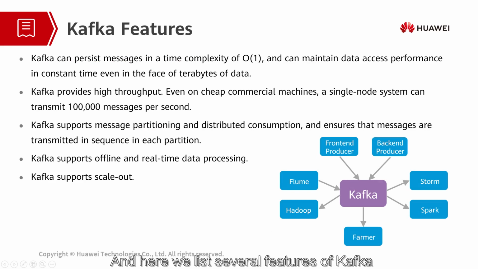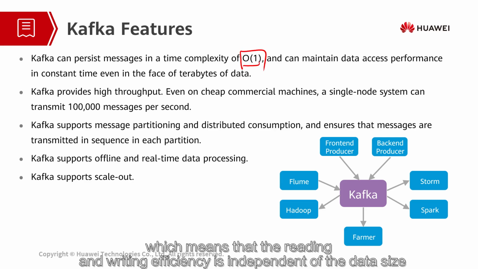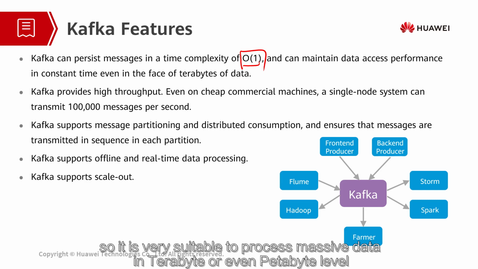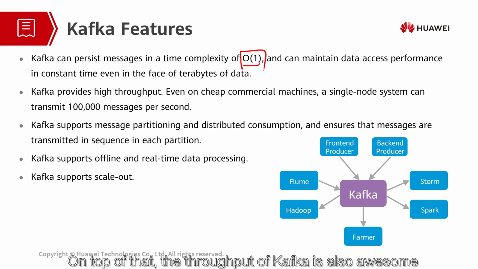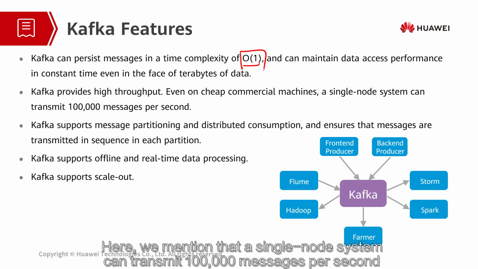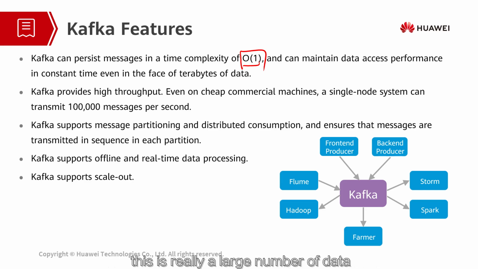And here we list several features of Kafka. Firstly, the time complexity of Kafka is in order 1, which means that the reading and the writing efficiency is independent of the data size, so it is very suitable to process massive data in terabyte or even petabyte level. On top of that, the throughput of Kafka is also awesome. Here, we mentioned that a single node system can transmit 100,000 messages per second. This is really a large number of data.